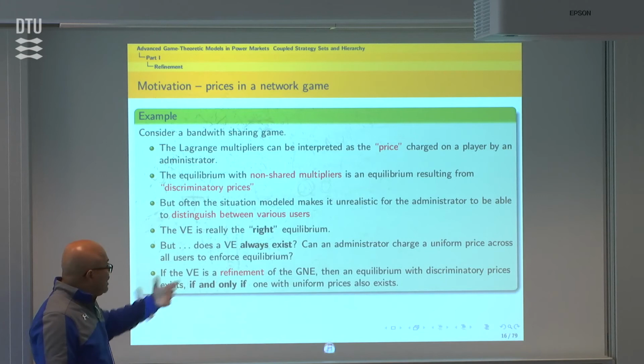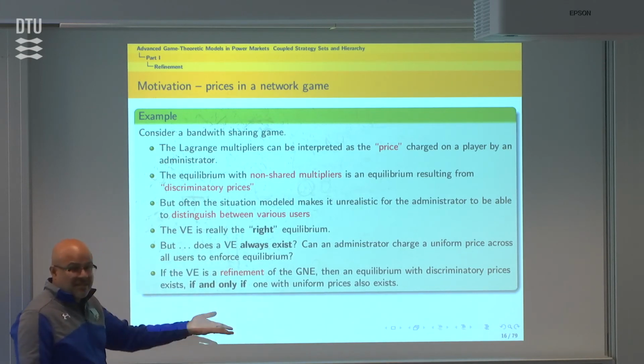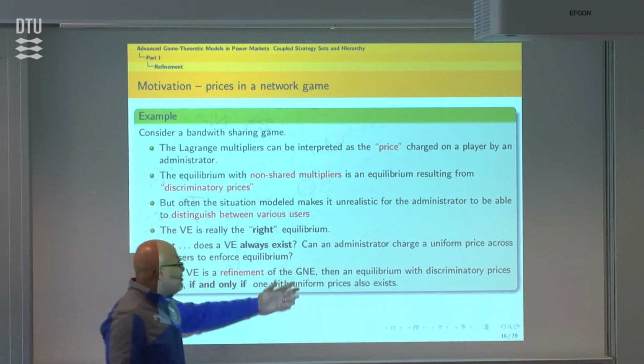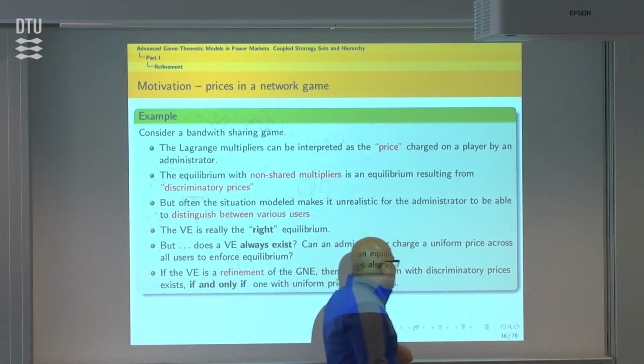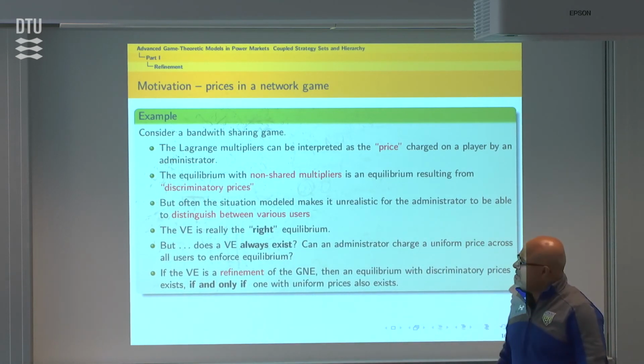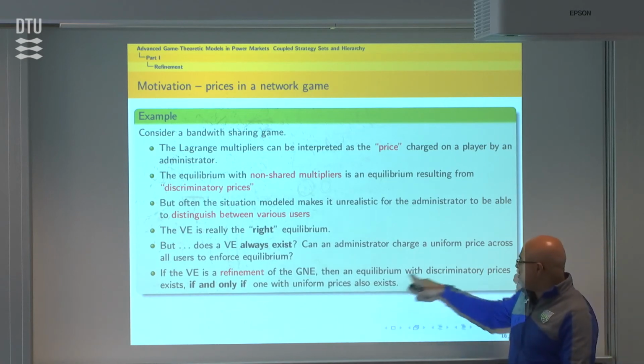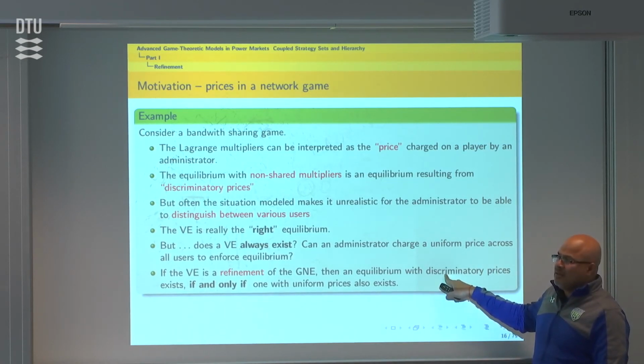But a natural question is, does the VE always exist given that you have a generalized Nash game? If the VE is a refinement of the generalized Nash equilibrium, then an equilibrium with discriminatory prices exists if and only if the one with uniform prices exists. So if this one doesn't exist, this one doesn't exist. Okay?